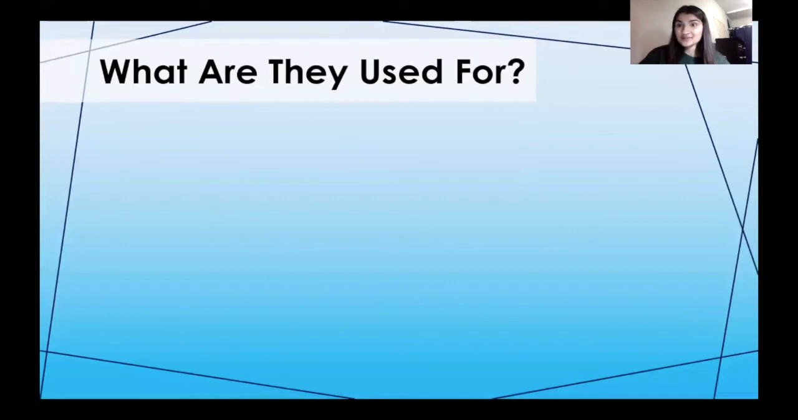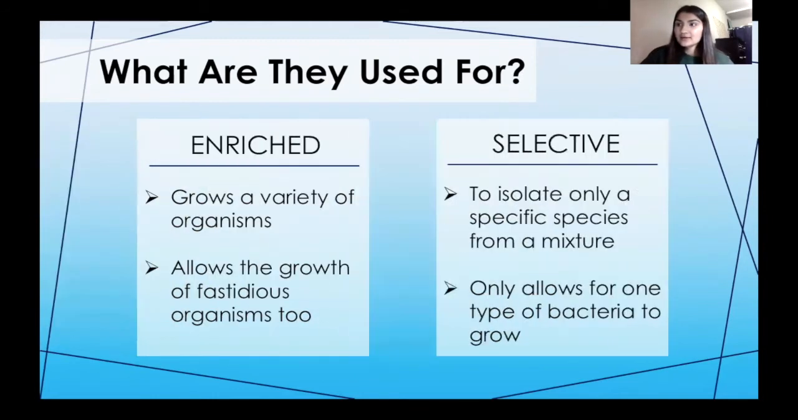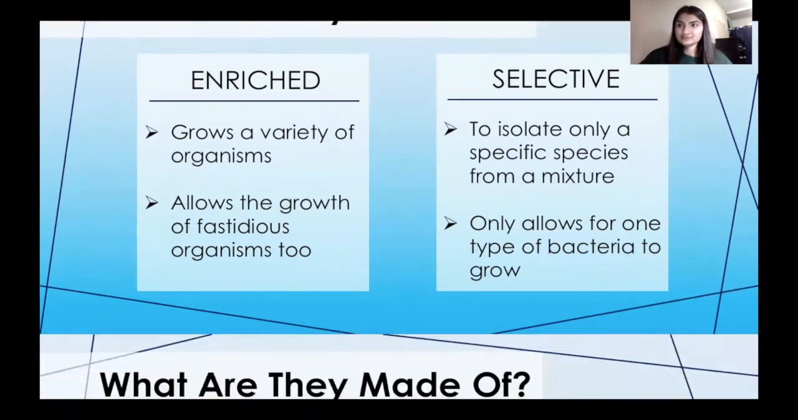So what are these mediums each used for? The enriched medium can grow a variety of organisms, including fastidious ones. A fastidious organism has a very complicated nutritional requirement. The bacteria cannot make certain nutrients, so they require them to be added to the enriched medium to allow for their growth. In a selective medium, if a sample contains a mixture of various bacteria species, this method will help isolate a specific type on an agar plate.